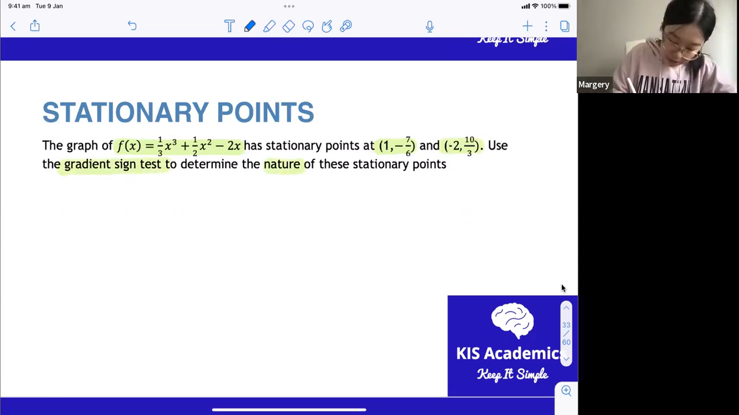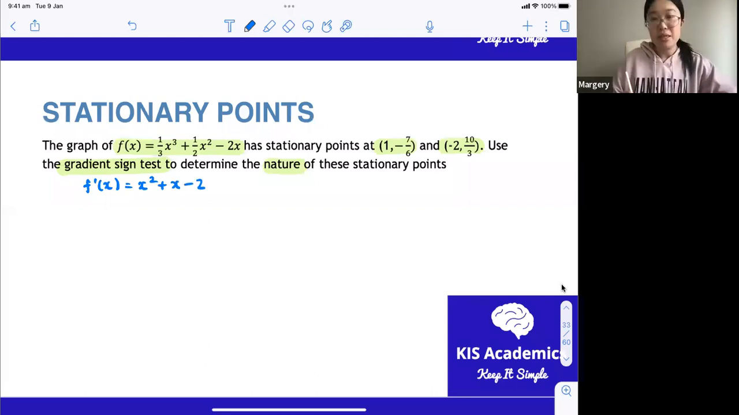First thing I do is I find the derivative of my f of x first. So I've got x squared plus x minus 2, bringing down the power and subtracting 1 from the power. Then what I will do is I will draw out my table. So we could use one whole table for both points, or we could use 2 tables, one for each point. It is up to you. I find it easier to use just a table for each of our stationary points.